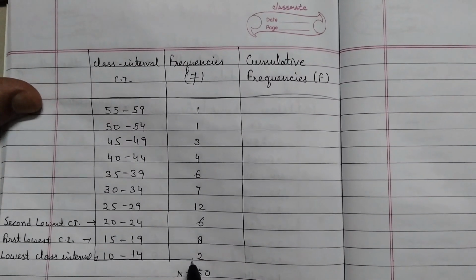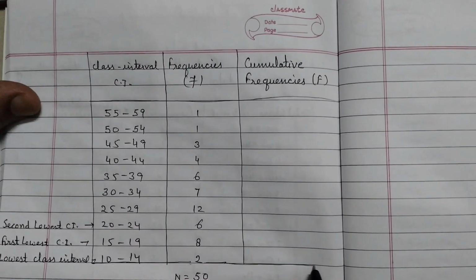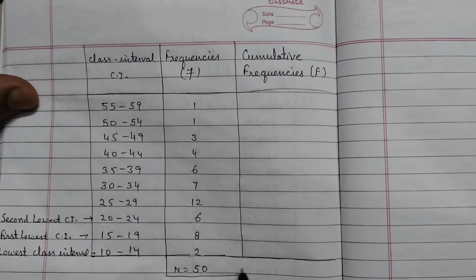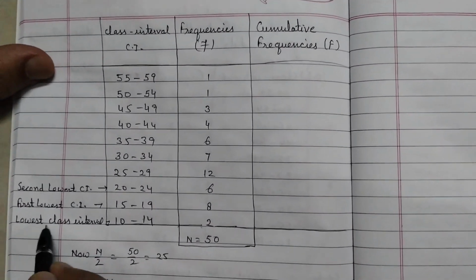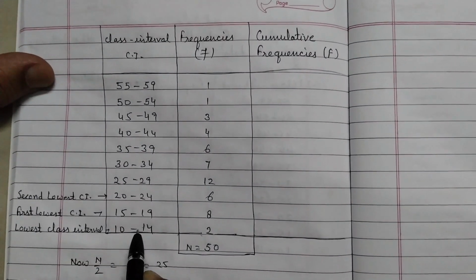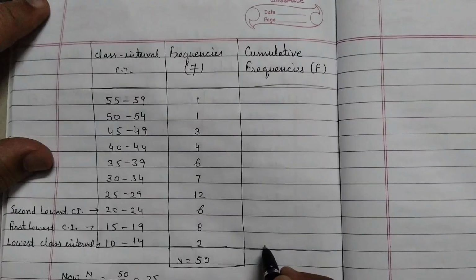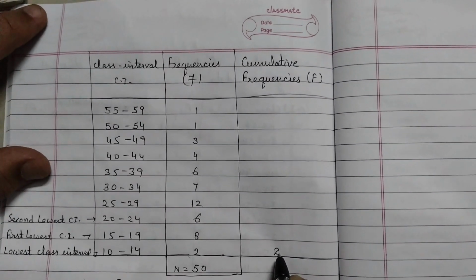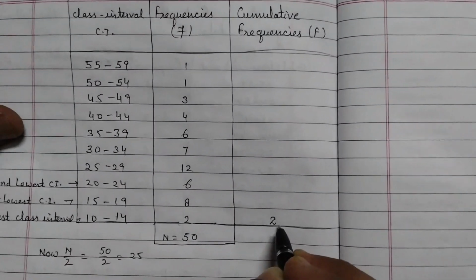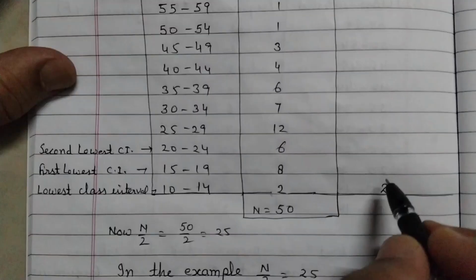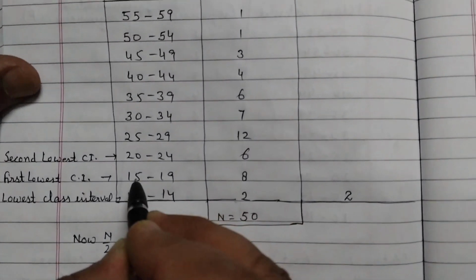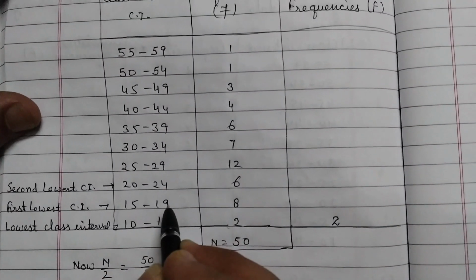Now the next step: how is this cumulative frequency to be calculated? This is the lowest class interval. For the lowest class interval, the frequency is given, and as it is, I have copied it. So this is the cumulative frequency. Now the next step is how the cumulative frequency for this class interval is to be found.